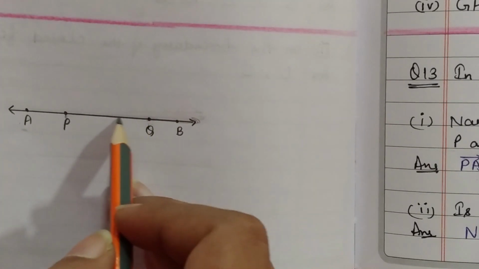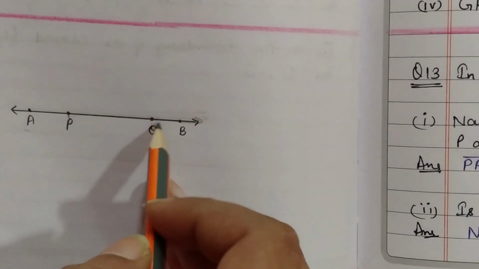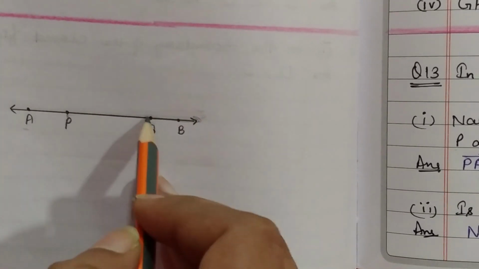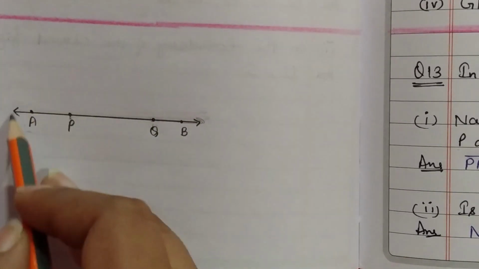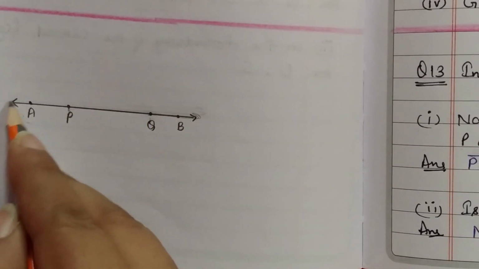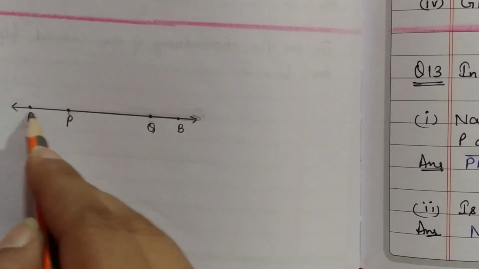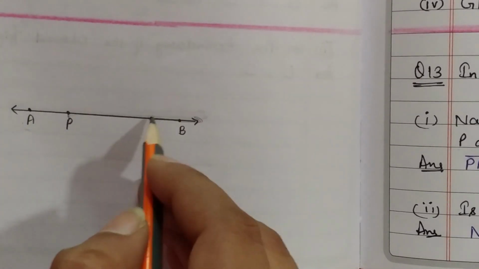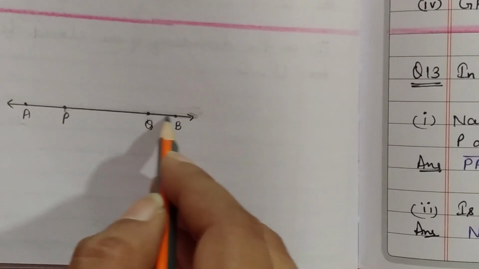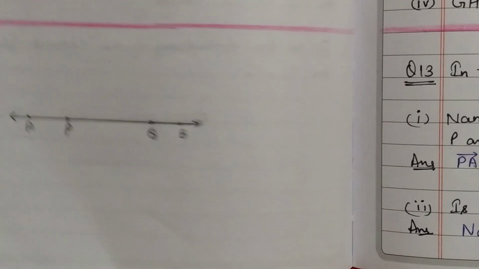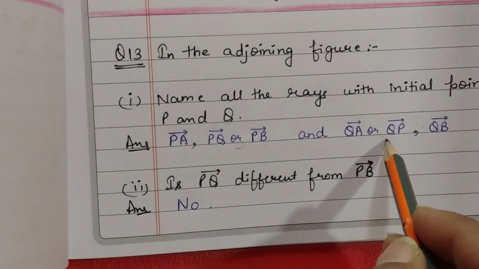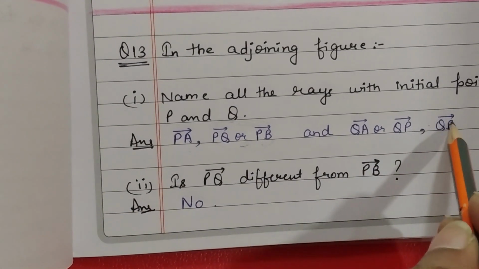If we move towards the left, we can write QA or QP. Both represent the same ray on this side, because this is the initial point and this is the open point. So QA or QP, and the next ray will be on the right side, QB. So here also you can see I have written QA or QP, and QB.